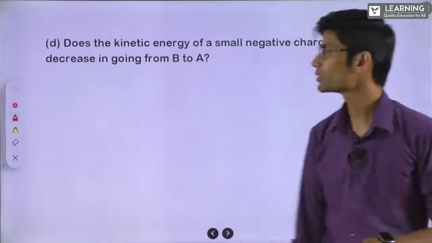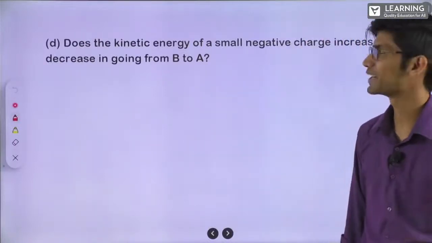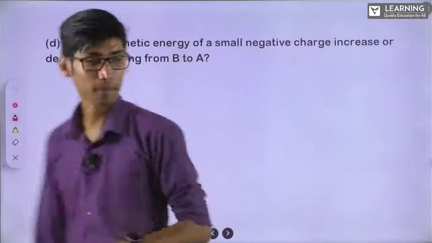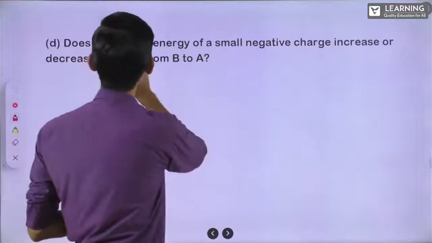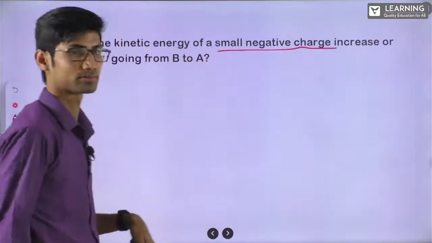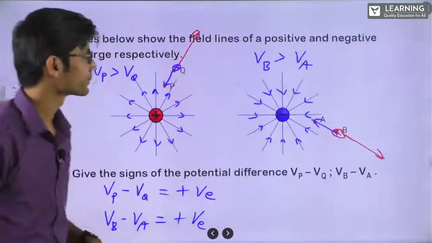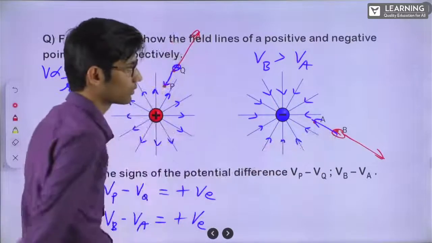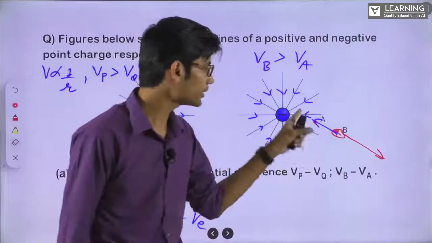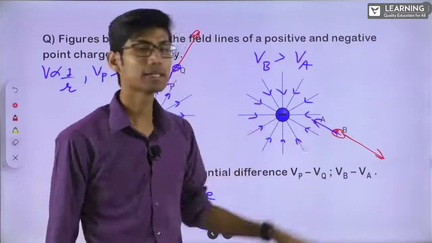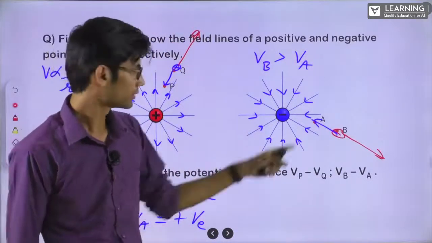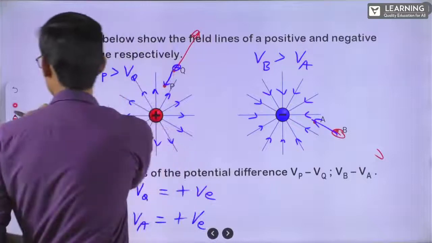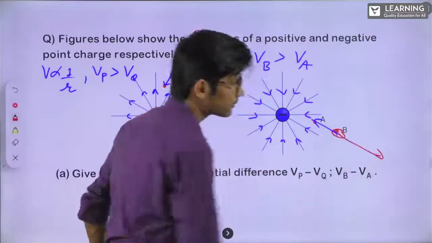Again, common sense. These kind of questions are very good, cute questions, right? Does the kinetic energy of a small negative charge increase or decrease in going from B to A? Now let's say, first they are asking about the kinetic energy of a small negative charge, going from B to A. Now again, negative charge is there. From B to A, this negative will repel this negative. Correct? This will send it away. That means the force on this negative is in this direction.